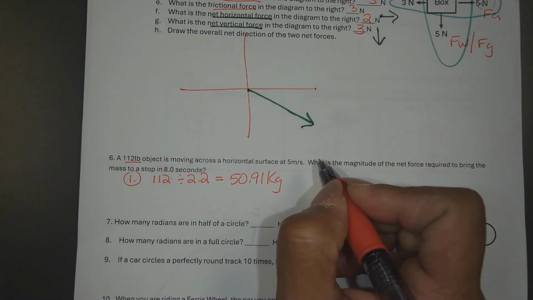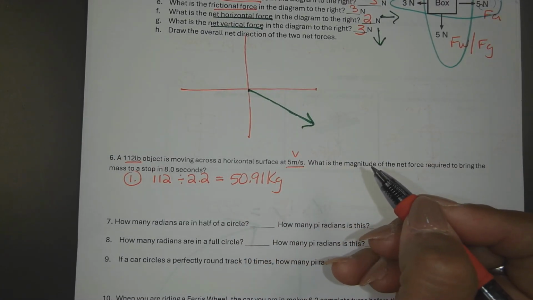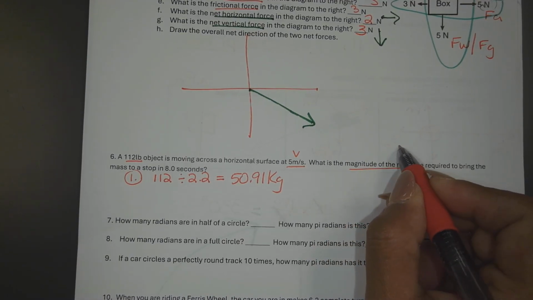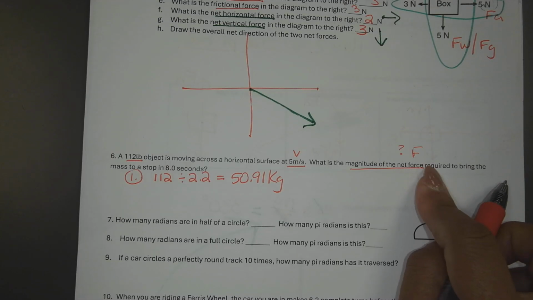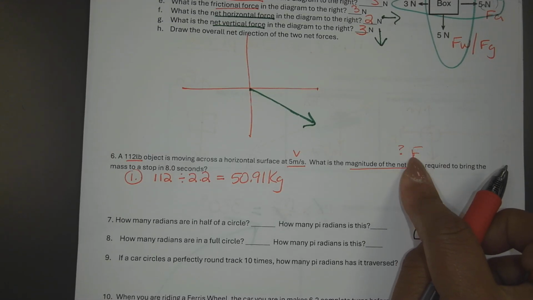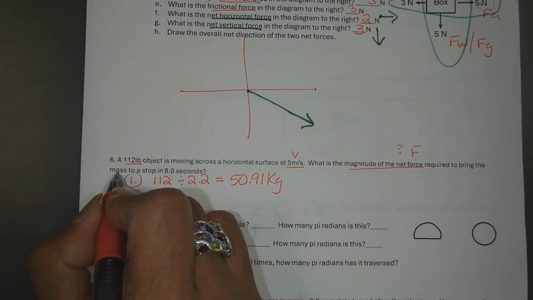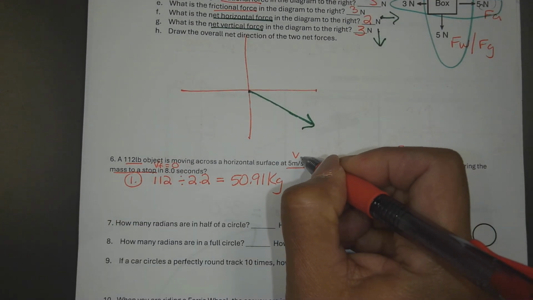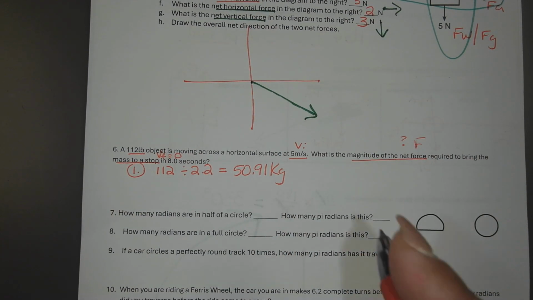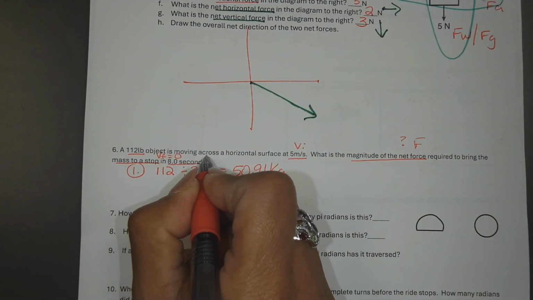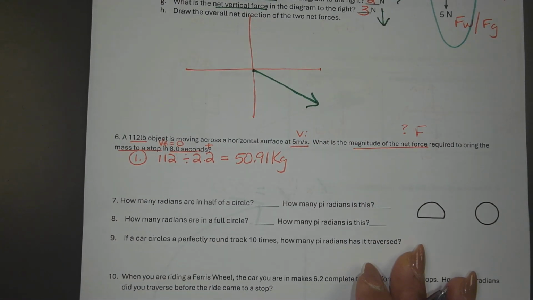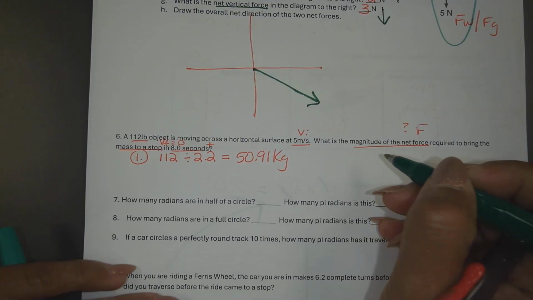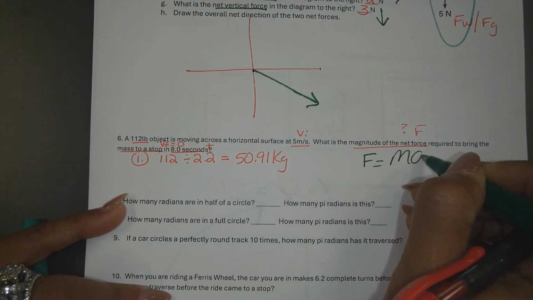Now, they told me that my object is traveling at a velocity of 5 meters per second, and they would like to know the magnitude of the force. What is the force required to bring this object to a stop? VF is 0. That means that this must be a VI. And it took 8 seconds, T, for it to come to a stop. Well, my equation that I needed was F equals MA.